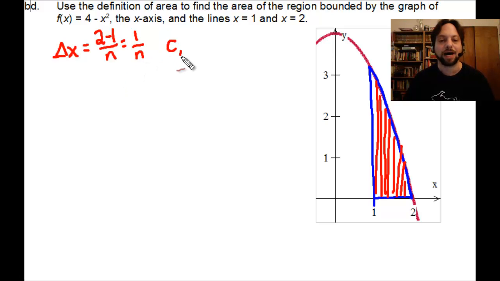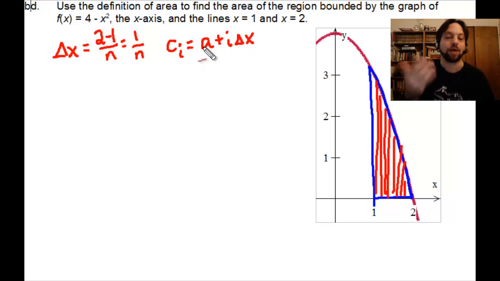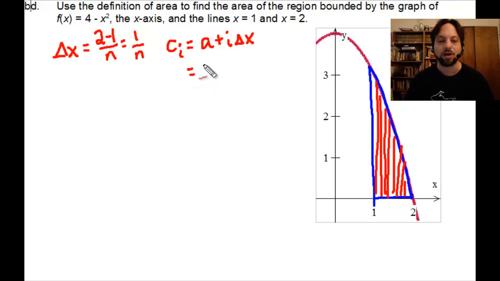Now, c sub i is going to be just a little bit different here. Remember that we've always said that c sub i is a plus i delta x. And in our previous example, a was 0 because we started our area at 0. But this time, we're trying to find the area between 1 and 2. And so a, our lower bound, is actually going to be 1. And then we'll add i delta x, which is just 1 over n times i. So there we go. We have our delta x. We have our c sub i.